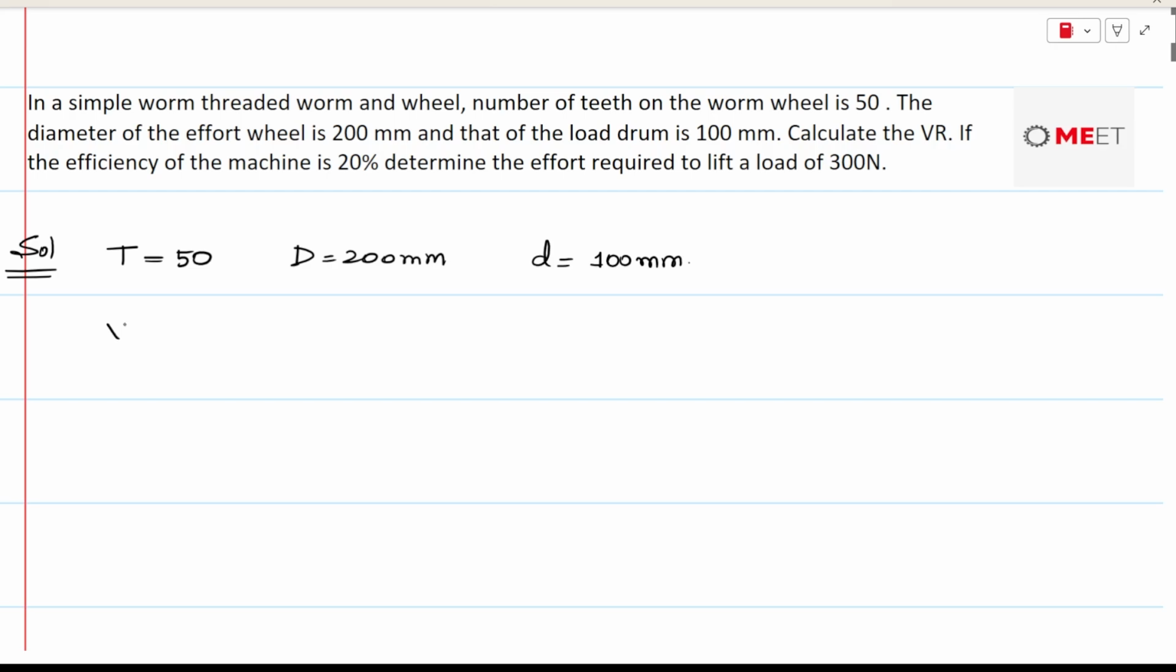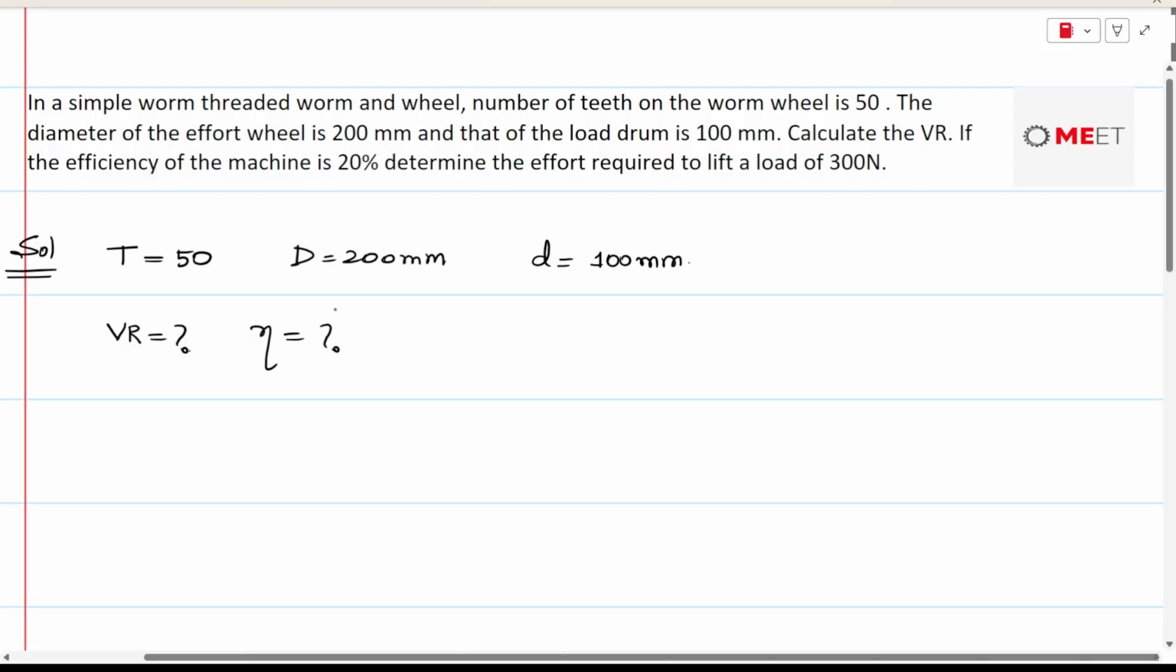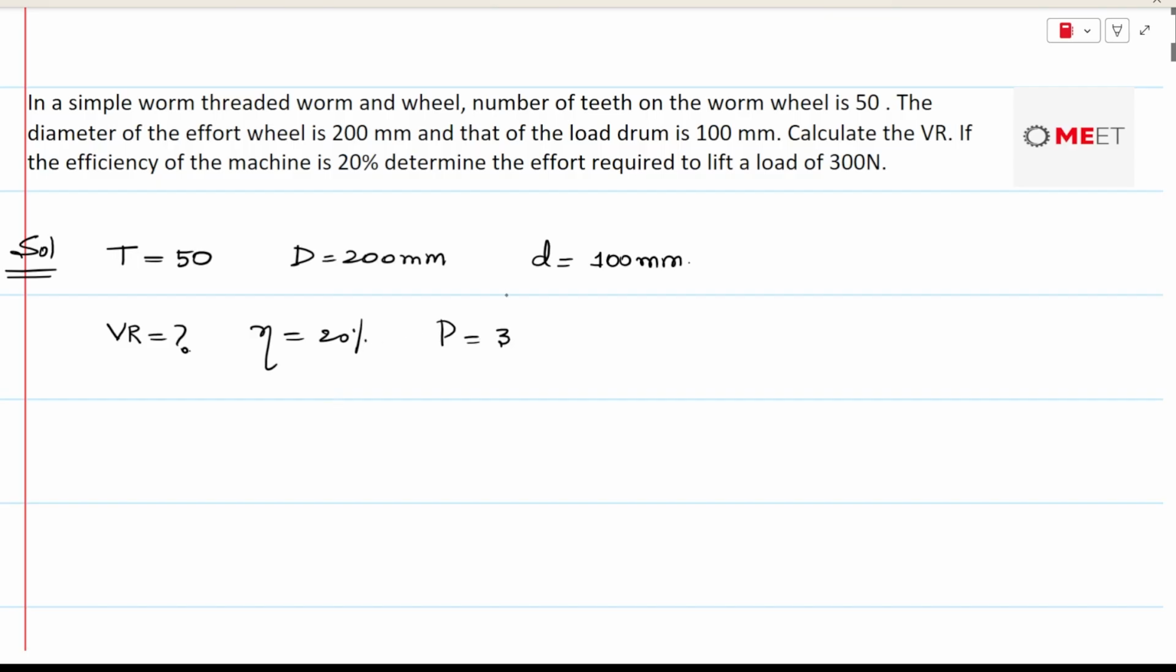Calculate the velocity ratio and the efficiency of the machine. Efficiency is given as 20%, and determine the effort to lift the load of 300 newtons. So the load is 300 newtons. For that, the corresponding value of P needs to be computed.